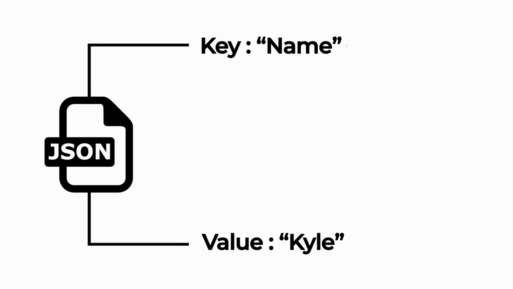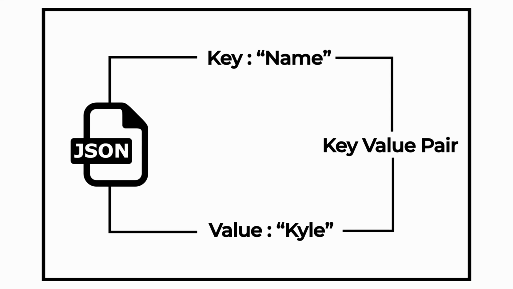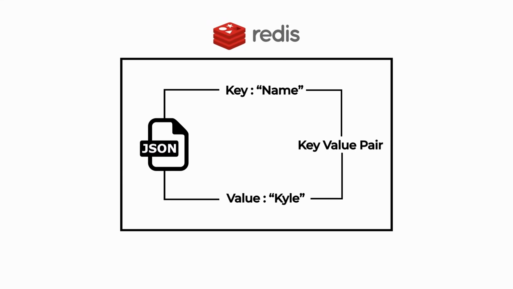So think about a JSON object. You have the key name, and you have the value Kyle. This is essentially a key value pair, and Redis is just like one giant JSON object that has key value pairs, and that's all that you have inside of Redis. So it's not very good at storing a bunch of structured data like you have in SQL, but it's really good for storing individual key value pairs that you need to access or get data from.